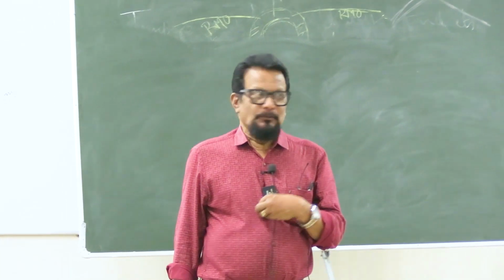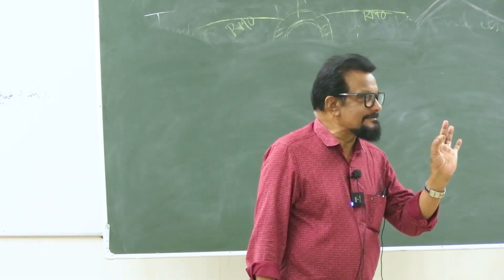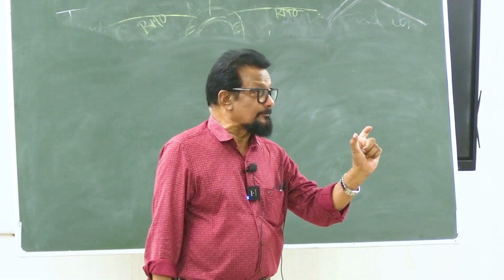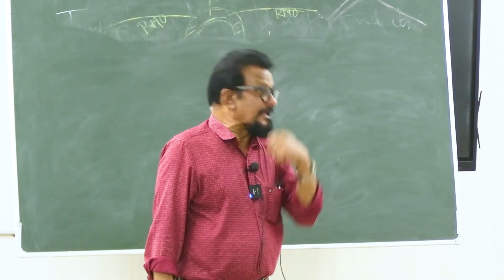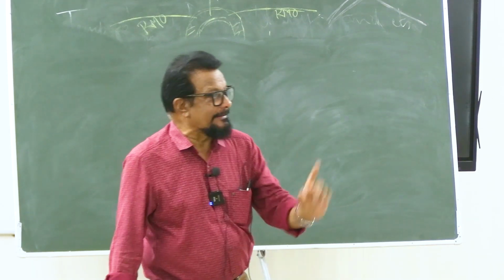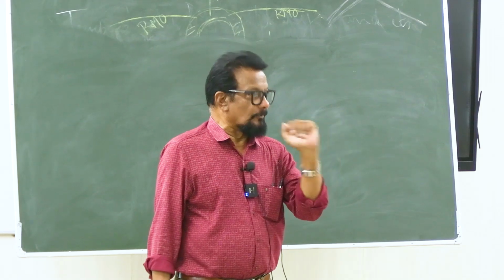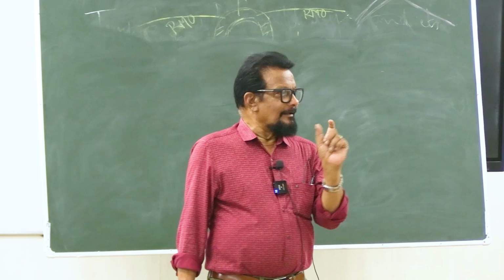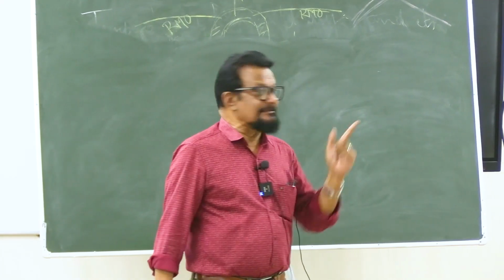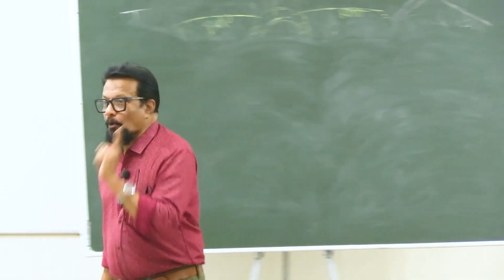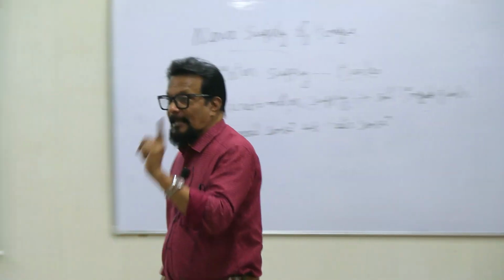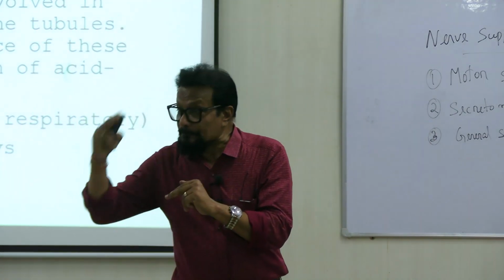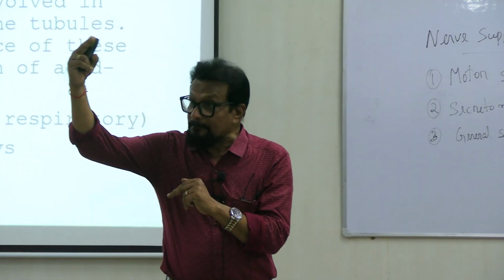We can see we have our pH very well regulated. This is homeostasis, one criterion of homeostasis. The pH has to be maintained at 7.4. It will vary, but there is a normal range. What is the normal range? 7.35 to 7.45.